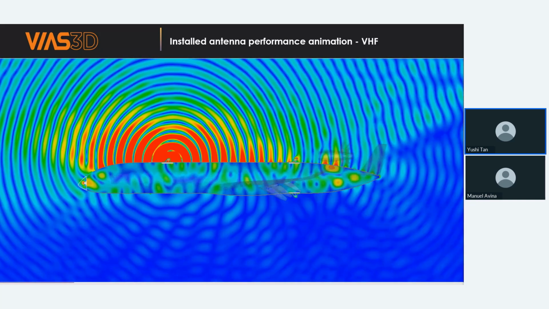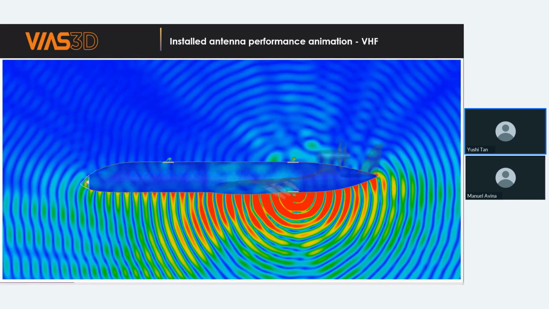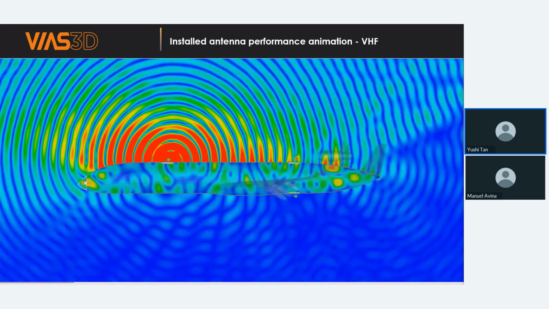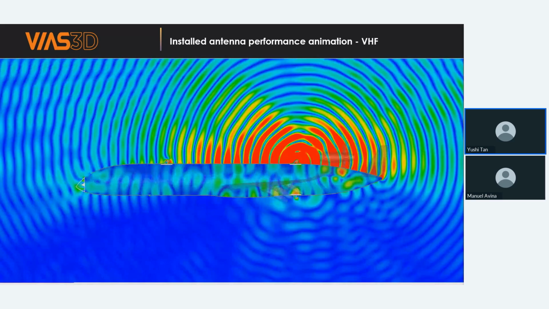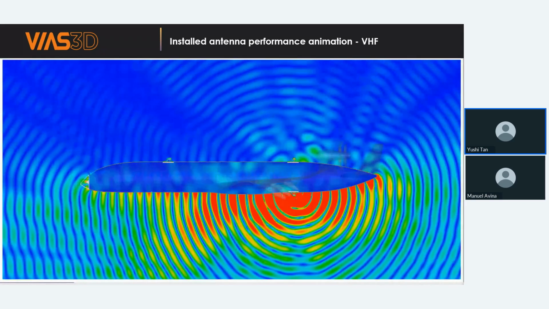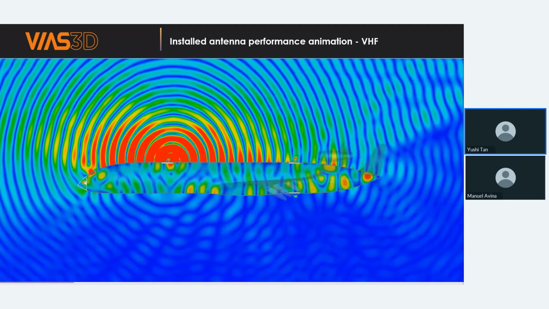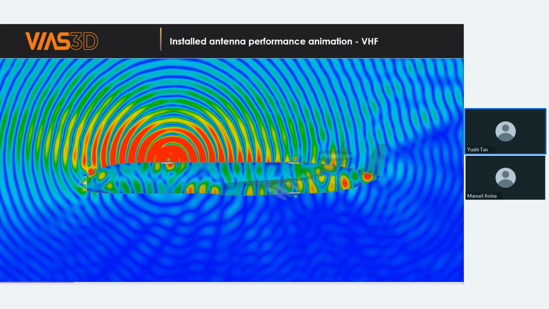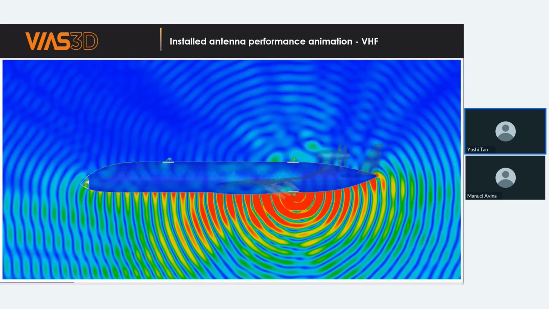So here's an animation of, let's say, the field radiating from the VHF antennas on the plane at various locations. So you kind of see that the interaction is very different. Now the first one near the cockpit, it's going to penetrate into the plane a little bit, whereas mounted on the bottom, we don't really see much of an interaction inside the cabin of the plane. So it's quite interesting to see that just due to the location difference itself.